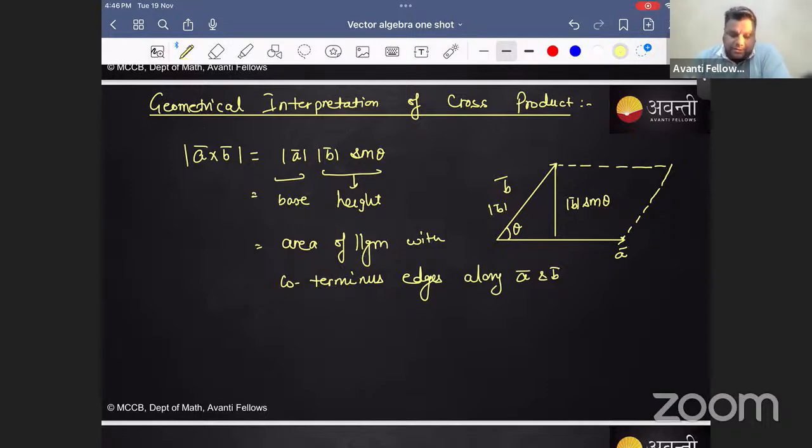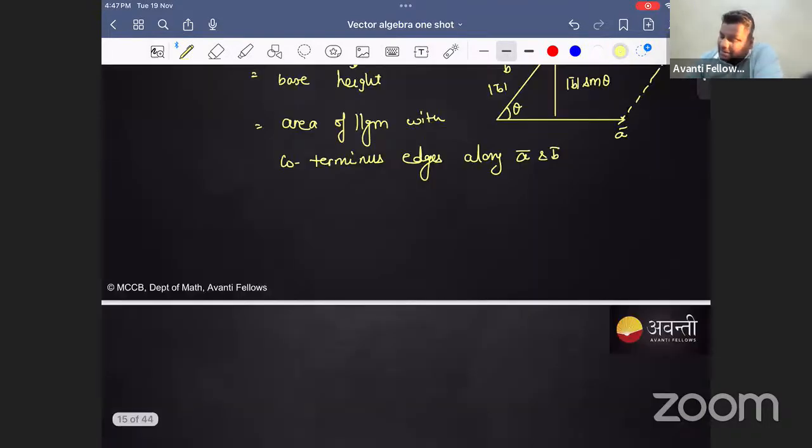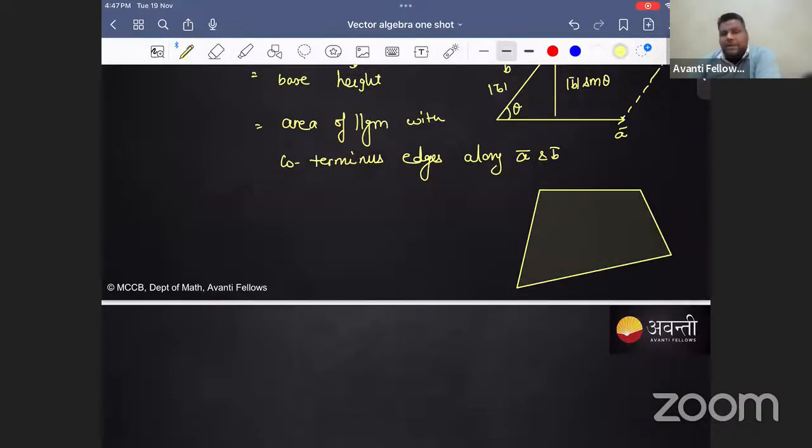So this magnitude of A cross B is what? Area of parallelogram with coterminous edges along A and B. All right. Now see, we have any quadrilateral, a random quadrilateral. It is neither a parallelogram nor a rhombus, nothing.